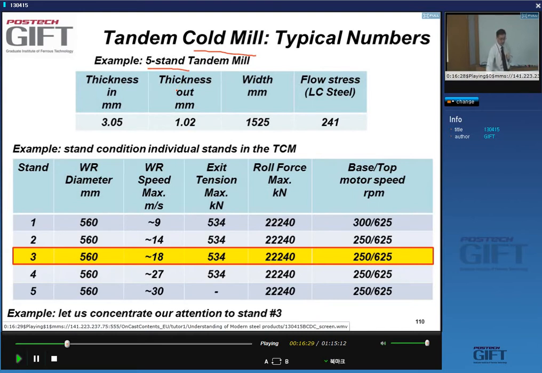Each stand has its specific work roll diameter. Relatively, now it's about 280 millimeters diameter of the rolls. The speed of the work roll is 18 meters per second. There can be tension applied to the exit of the strip. And this is the rolling force, and these are some RPMs for the motors. So we'll concentrate on number three, and you'll see in a moment why we're interested in these numbers.